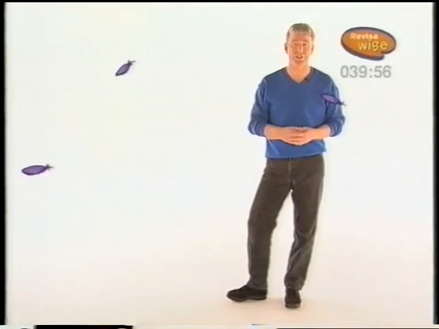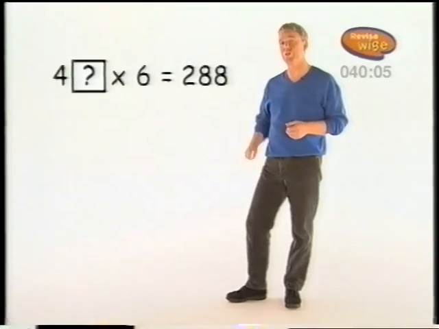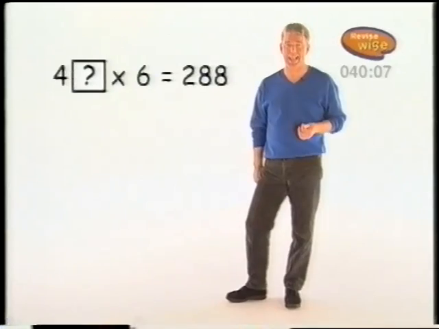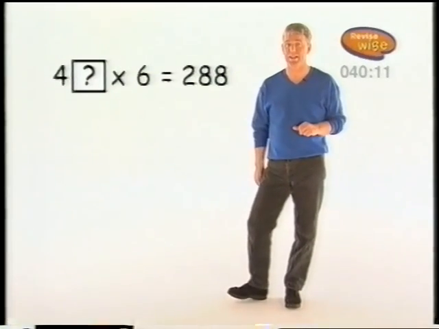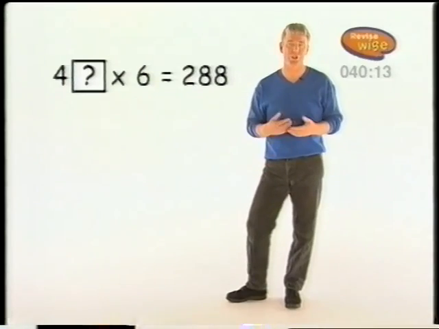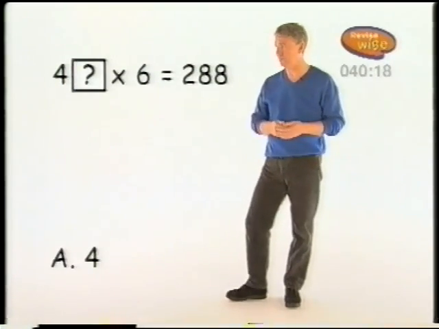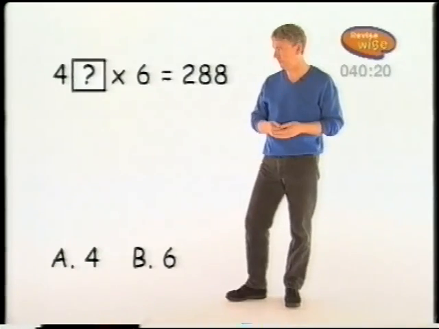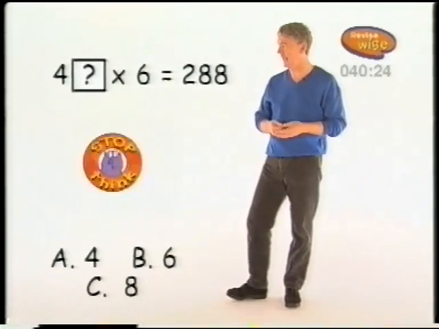You might need a pencil and paper for this question. What is the missing digit in 40-something times 6 equals 288? Is it A, 4, B, 6, or C, 8?